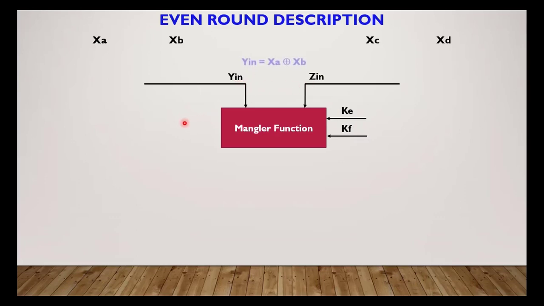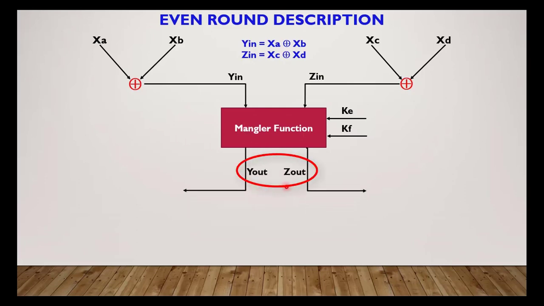So we can calculate Y in as XA XOR XB. Okay, Y in is calculated by using this equation, that is XA XOR XB. So we can calculate Y in by doing this. And similarly, we have another input to this Mangler function, that is Z in, and it is calculated by using this equation, that is XC XOR XD. Fine. And then after performing some operations in the Mangler function, there will be outputs of this Mangler function, and these outputs are Y out and Z out.